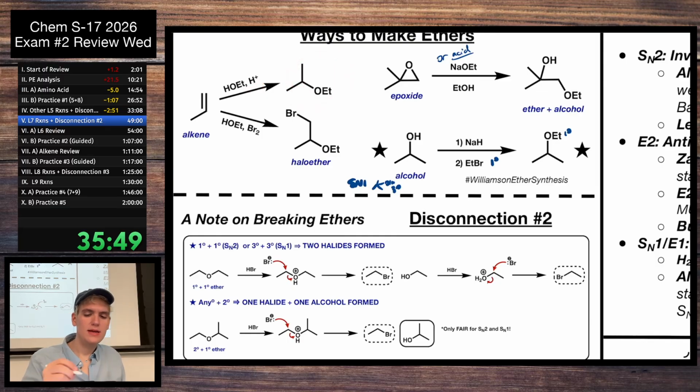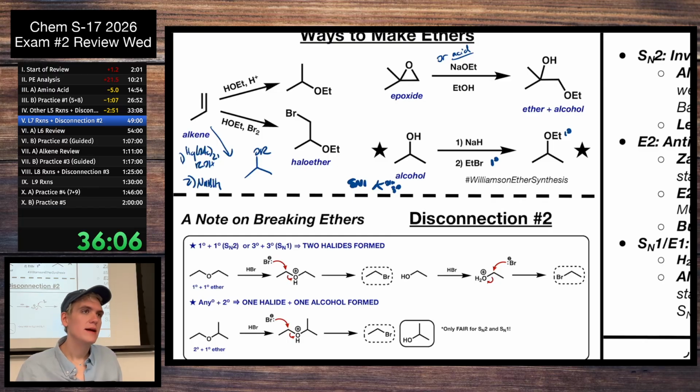There's one other way of making an ether with alkenes, and it was just the mercury, Hg(OAc)2, with an alcohol in the first step, followed by NaBH4. And that's going to make our ether here that didn't rearrange, if there was a rearrangement option.